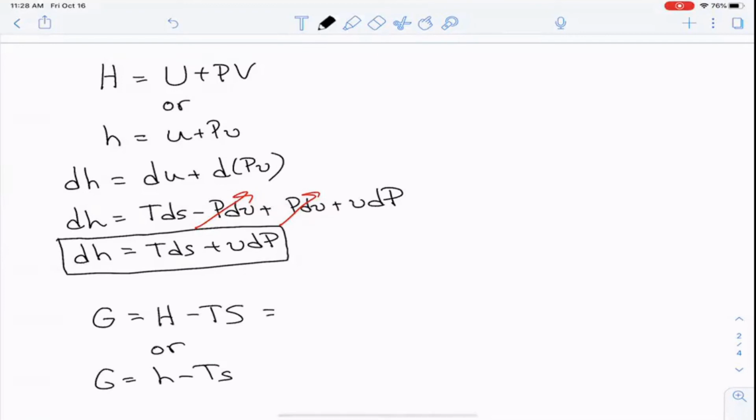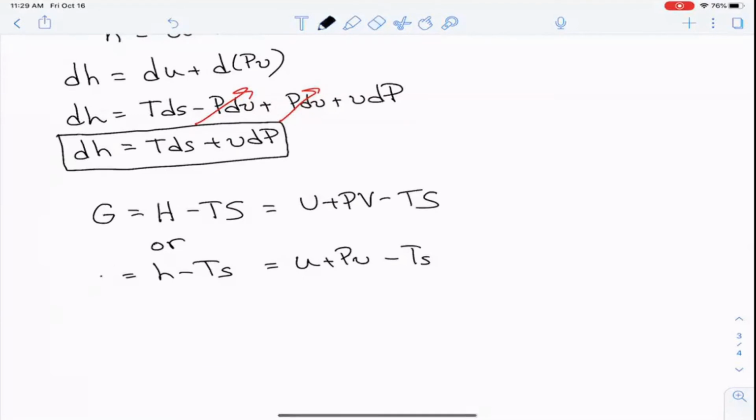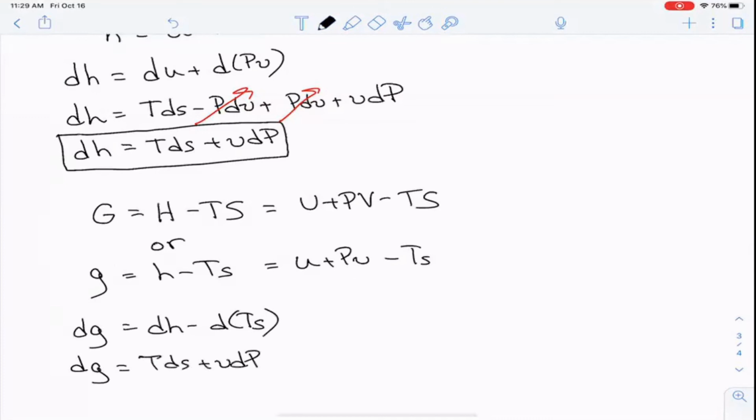And if we wanted to, we could expand this. This is just U plus PV minus TS. And so if we just take the differential for the Gibbs free energy, then dG equals dH minus d(TS). And so then dG equals TdS plus VdP, which is the differential we had above, minus TdS minus SdT. And these cancel. And we have our fourth differential, that dG is equal to VdP minus SdT. Okay.